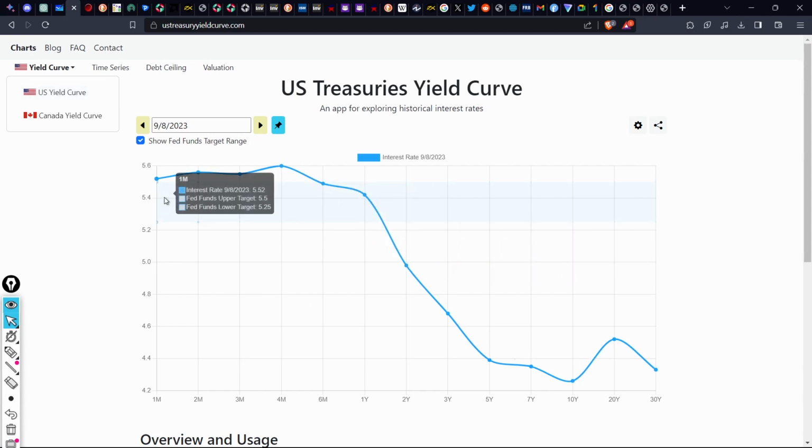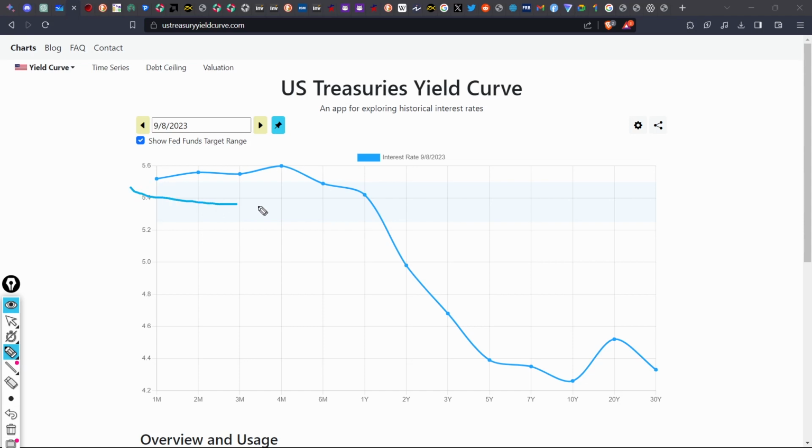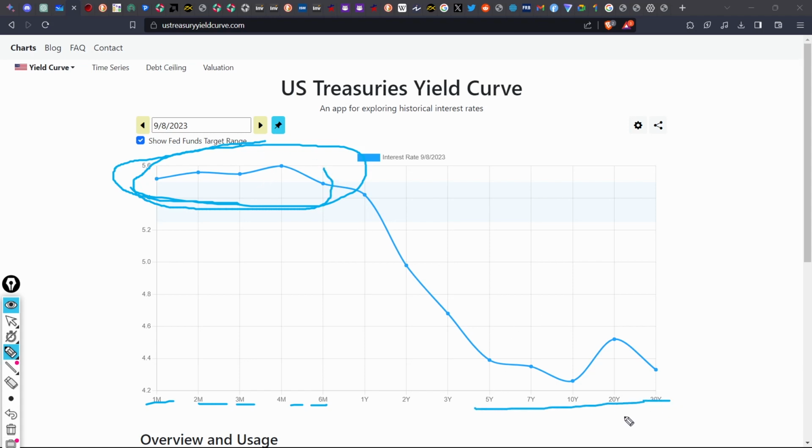This is the yield curve of the U.S. currently. As you can see here, there is a higher return on the short-term bonds. Let's use this pen. There is a higher return on these short-term bonds. This is 1 month, 2 month, 3 month, 4 months, 6 months. So you can see these short-term bonds have a higher return, and these longer-term ones from 5 years to 30 years have a lower return. We're going to talk about this inversion in a few. It's not normal, of course.